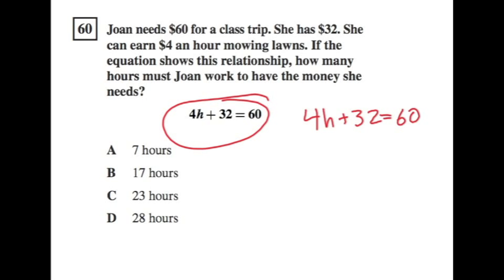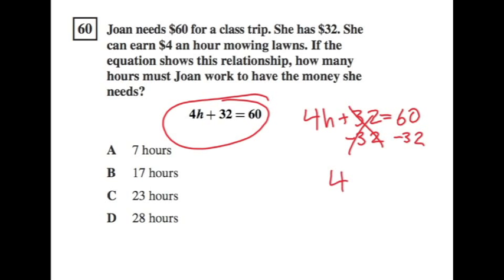Now, as you know, the 4 is how much money she gets per hour. The h is how many hours she worked. We don't know, so we use the variable. How many hours she needs to work to get the 60, plus the 32 she already has. So we're just going to do the same thing we did in the last few problems, which is just move around numbers so we get h by itself. So first thing we're going to do is get rid of positive 32, and we do that by subtracting 32. We do that to both sides, of course.